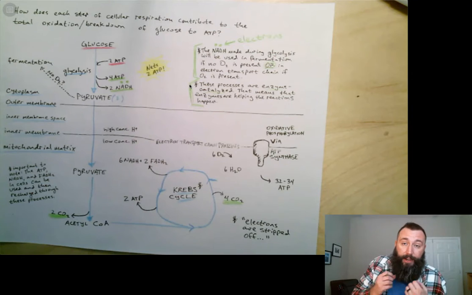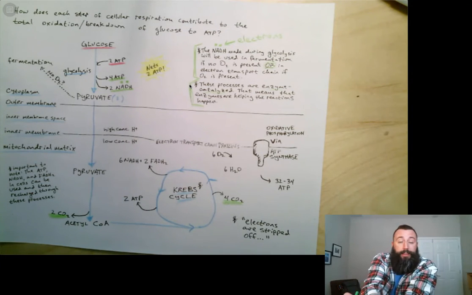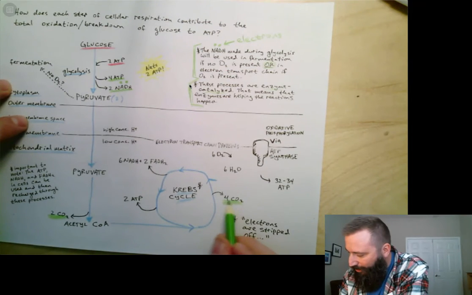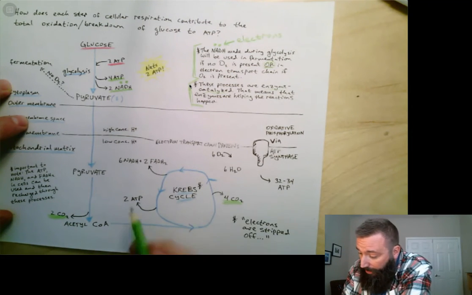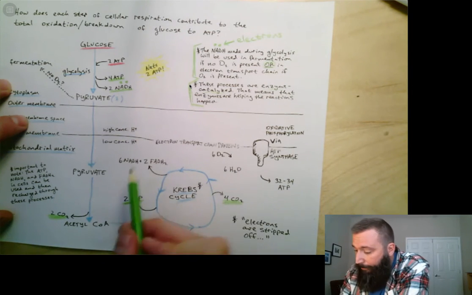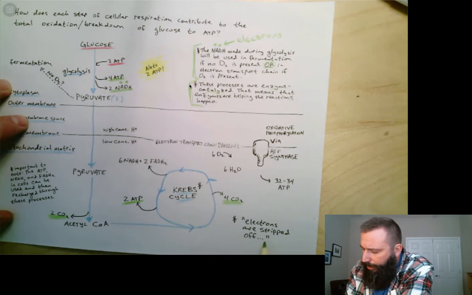That carbon dioxide is exiting our bodies. As humans, we're doing this process ourselves. So we also make a little bit of ATP. Allow me to underline this. And then electrons are stripped off.